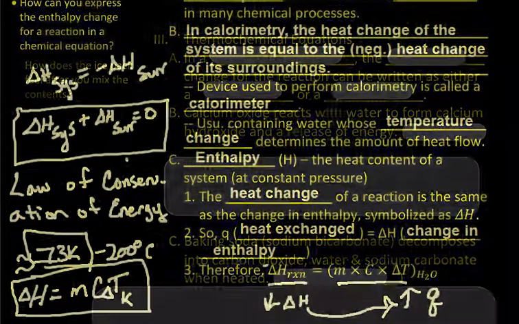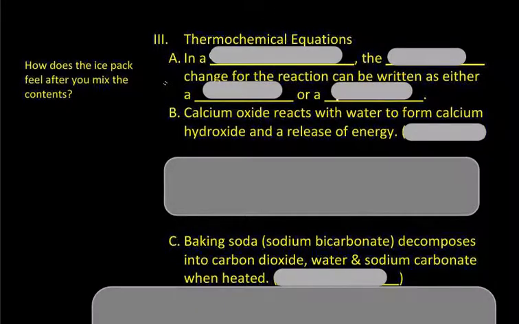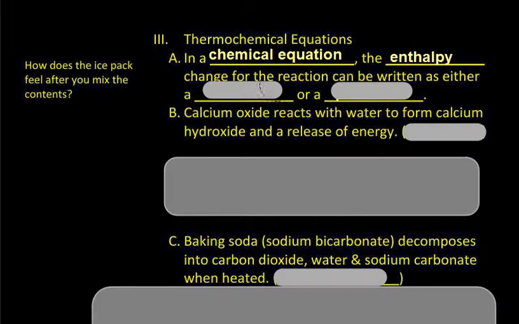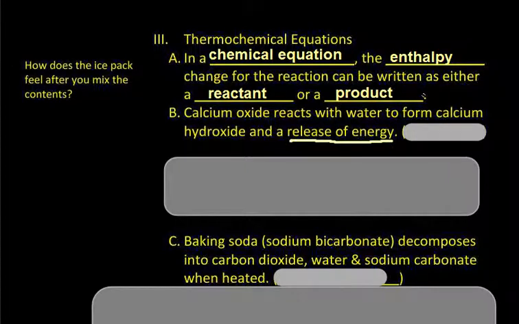Okay, and that brings us to our thermochemical equations. How do we study this, and how do we show, when we write our equations, that this is actually what happens? In a chemical equation, the enthalpy change for the reaction can be written as either a reactant or a product. It can fit on either side of the reaction. So an example would be calcium oxide reacting with water to form calcium hydroxide and a release of energy. If we have a release of energy, it should be exothermic, and that's what we get.